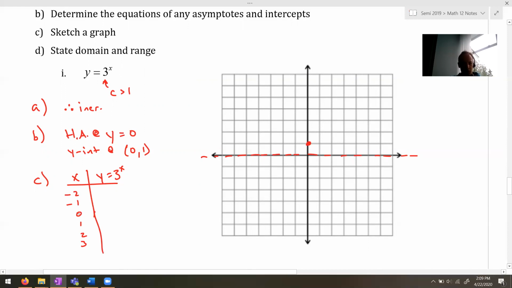So let's start with the easiest one. x is 0. That means 3 to the power of 0 is equal to 1. When x is 1, 3 to the power of 1 is 3. 3 squared is 9. 3 cubed, 27. 3 to the power of -1, remember, is the same thing as 1 over 3 to the power of +1. So that's just a third. And then 3 to the power of -2 is 1 over 3 squared, which is 1 over 9.